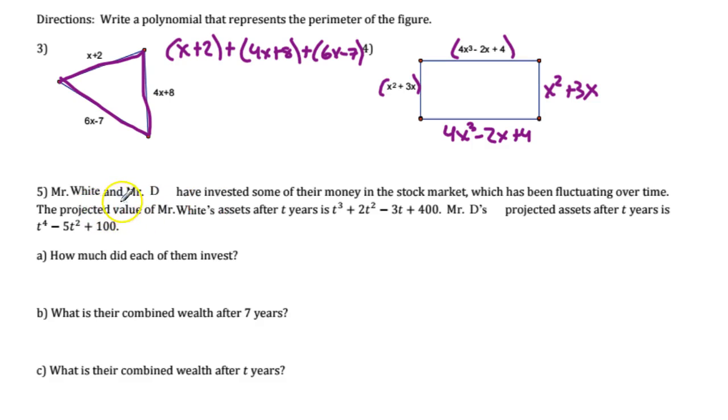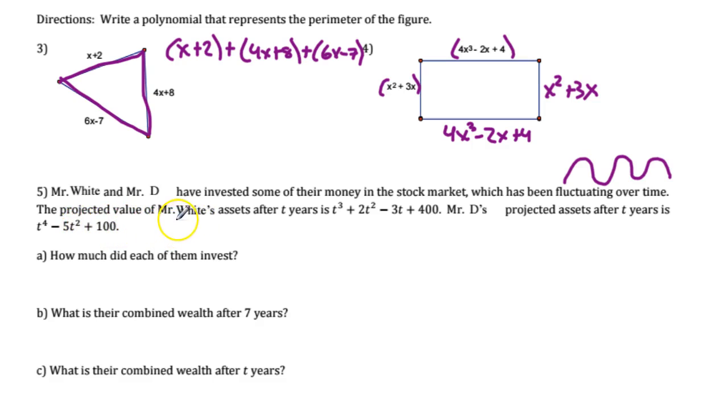All right, number 5. Mr. White and Mr. D have invested some of their money in the stock market, which has been fluctuating over time. So fluctuating, sometimes our money goes up, sometimes goes down, up, down, up, down. The projected value of Mr. White's assets after t years is t cubed plus 2t squared minus 3t plus 400. Mr. D's projected assets after t years is 4t minus 5t squared plus 100.